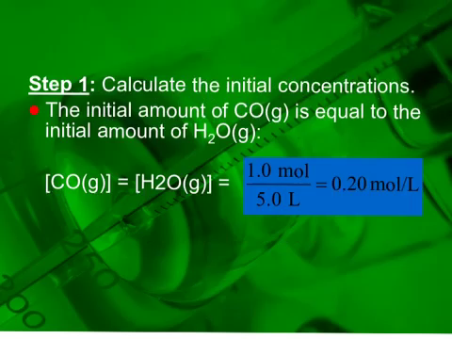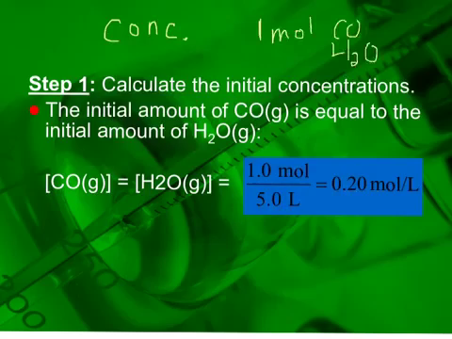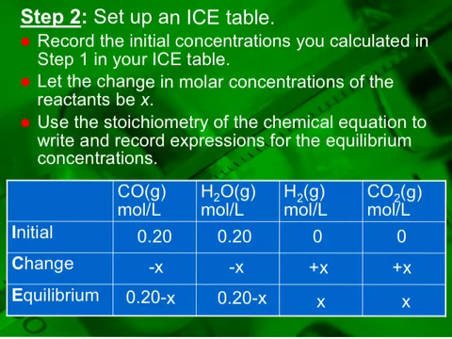Now remember, in our ICE tables, we have to use concentration values, not amounts. So the very first step we're going to do in any example is to determine the concentration of each species. We're told we have 1 mole of the carbon monoxide and water vapor. The first thing we need to do then is to divide by 5 liters, which is the size of the container, to determine the concentration of carbon monoxide and water, which is 0.20 moles per liter. So now we have the concentration of the reactants.